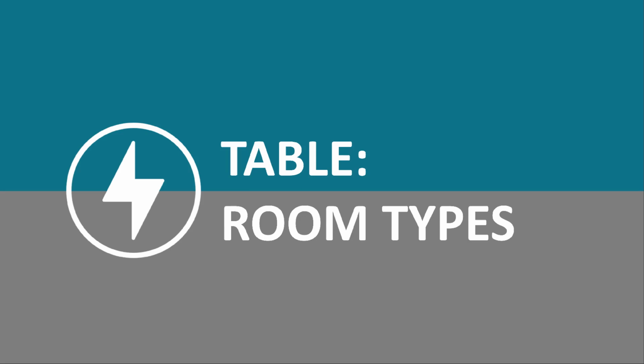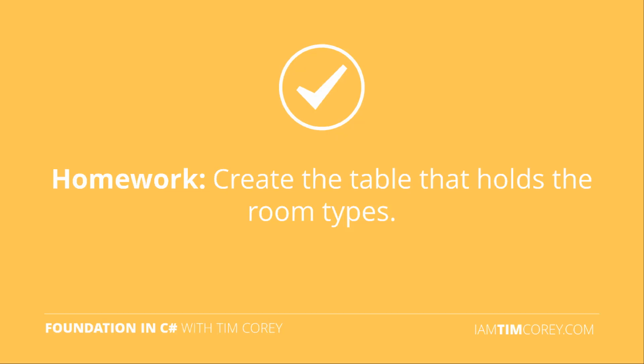For example, the bookings table has dependencies on guests, on room types, on rooms, and rooms have dependencies on room types. So therefore, we don't want to create the bookings first because we wouldn't have the ability to link to those other tables. So let's create the room types table first, which means your homework is to create a table that holds the room types.